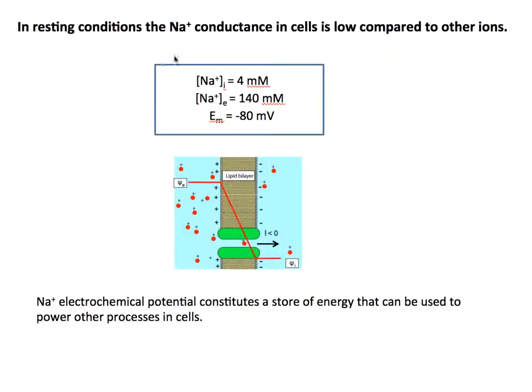In resting conditions, the sodium conductance in cells is low, and that is a true statement. The conductance is going to be low, meaning the resistance is very high. Your sodium ions can't just come in, right? Your lipid bilayer is a very hydrophobic layer, so sodium ion is not going to be able to come in. So when you have this high concentration of sodium ion outside, it is a form of energy. You're going to be able to open these channels and ions are going to be able to come in.